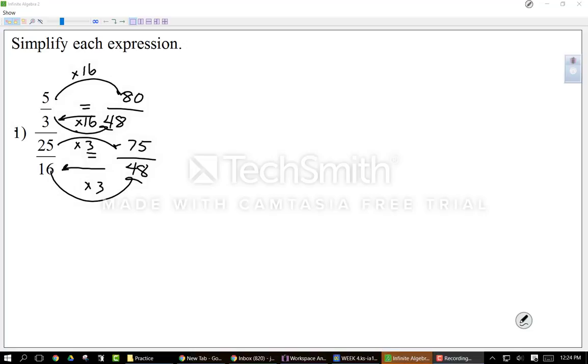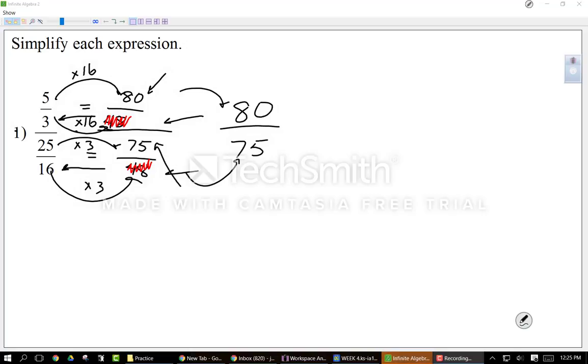Well, here's where the shortcut comes in. Remember, we're still dividing all of that stuff, right? Here's where the shortcut comes in. Once my denominators in both of my fractions are the exact same, they disappear. What do I have left? I have 80 over 75, right? 80 is on top, 75 is on the bottom, just like it is here.